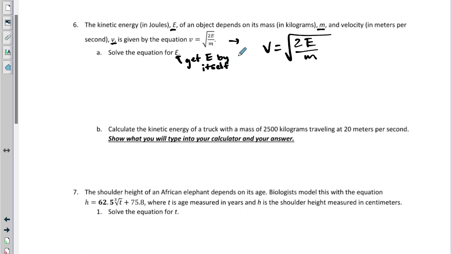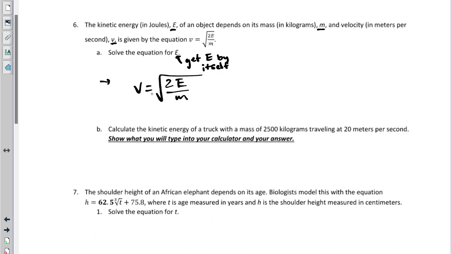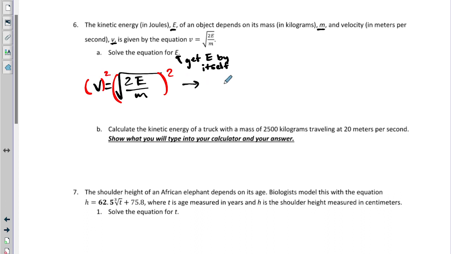I'm going to do things to both sides of this equation so that E can get by itself on one side of the equation. First things first, it's trapped. It's stuck underneath this square root. I need to get rid of that, so I'm going to square both sides right away. And I'll end up with this. I'll get V squared equals 2E over M.